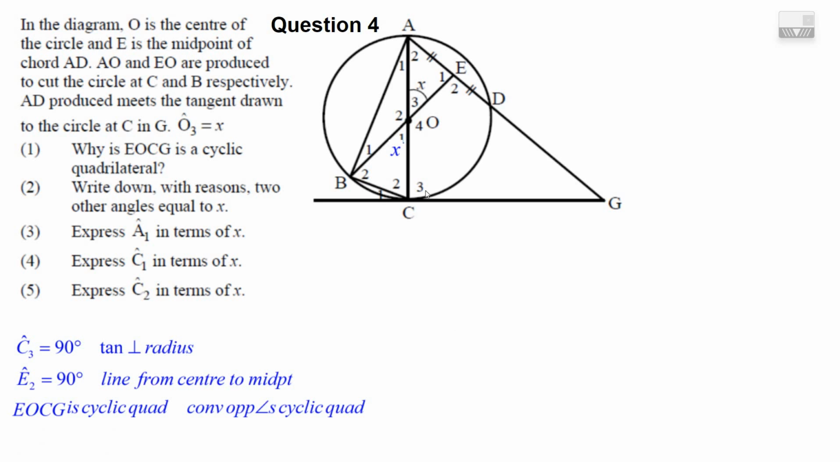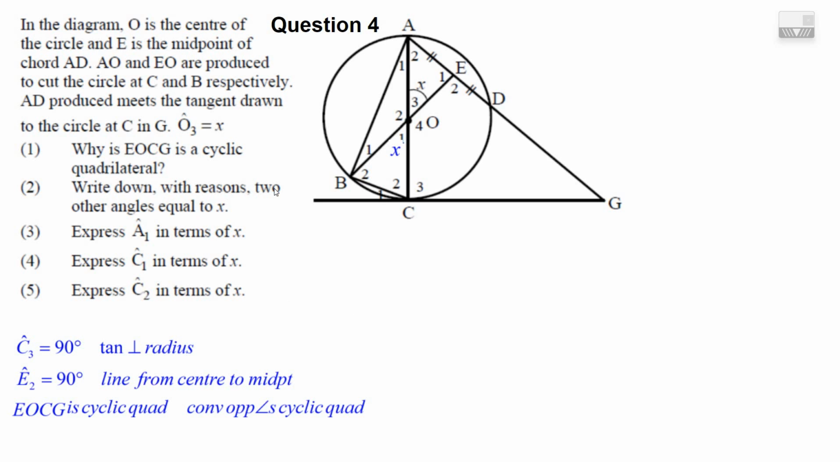But C3 is 90 degrees. Tangent is perpendicular to radius. E2 is 90 degrees because a line from the center to the midpoint is 90 degrees. Well, that means EOCG has to be a cyclic quad because of the converse of opposite angles in a cyclic quad being supplementary, adding to 180. And there it is, all done.